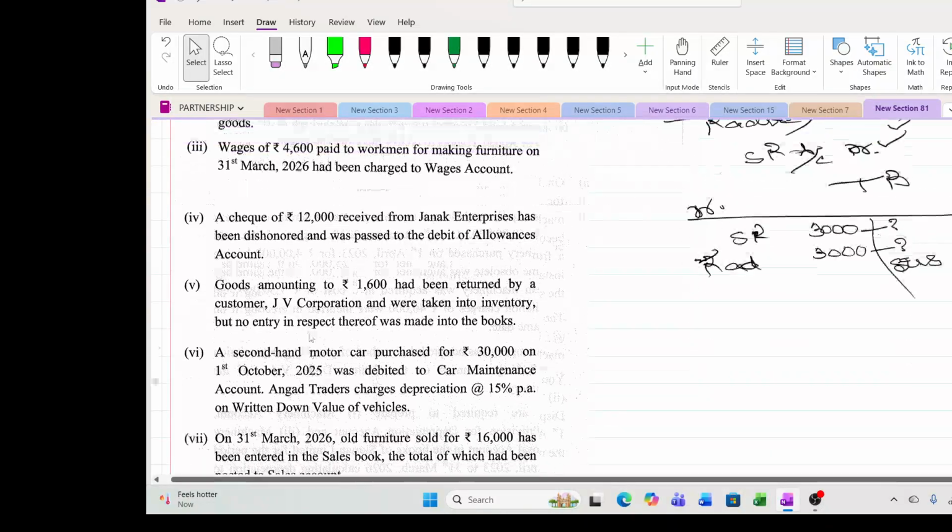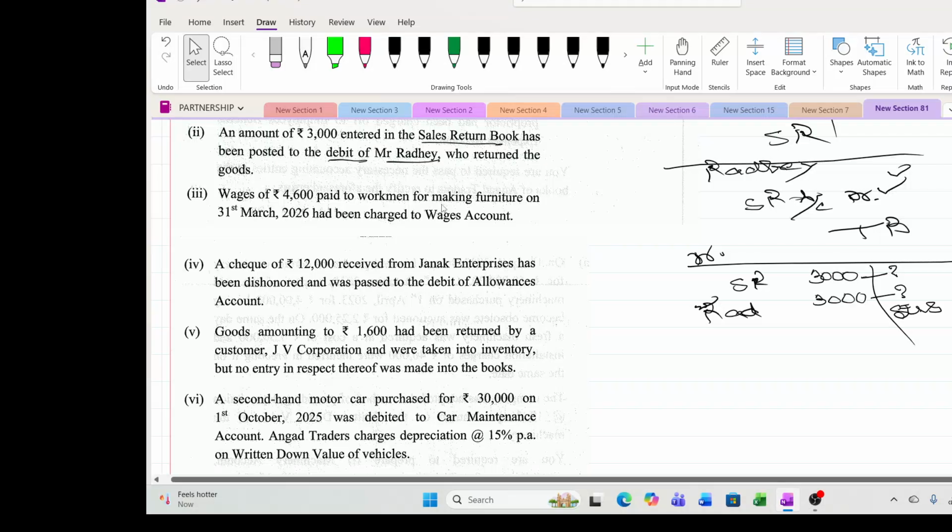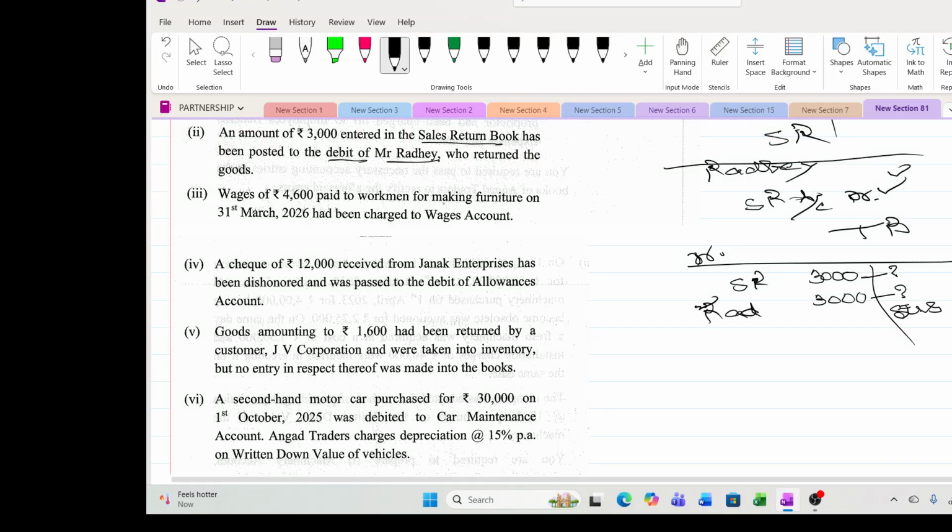Third item is wages of 4,600 paid to workmen for making furniture. It is charged to wages account. So here it's not a big issue because it is wages paid for making furniture. So this amount has to be capitalized. Capitalized means we have to add it to the cost of the furniture. It should not be booked as wages. Okay. So this is an error of principle.